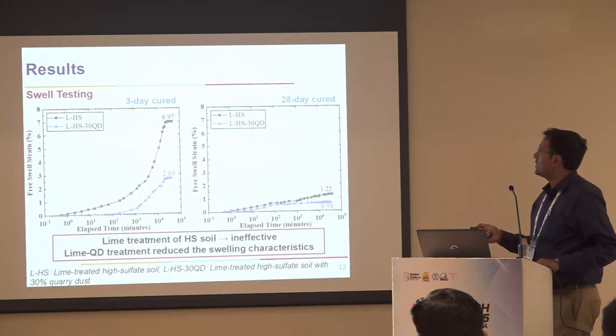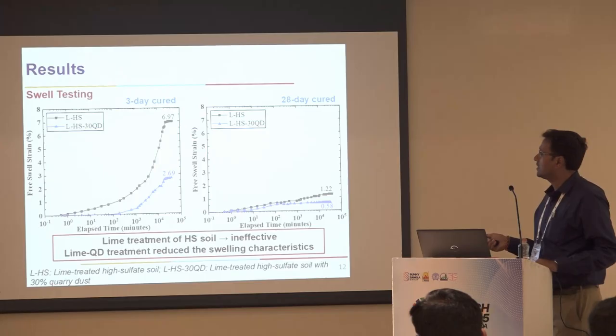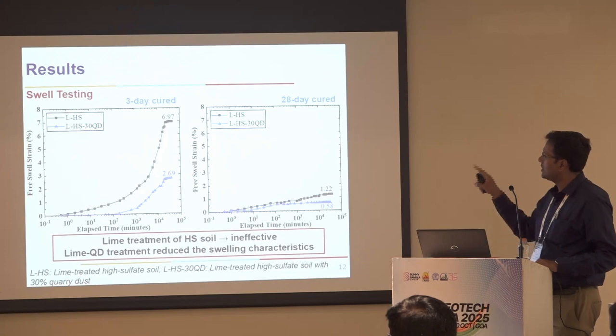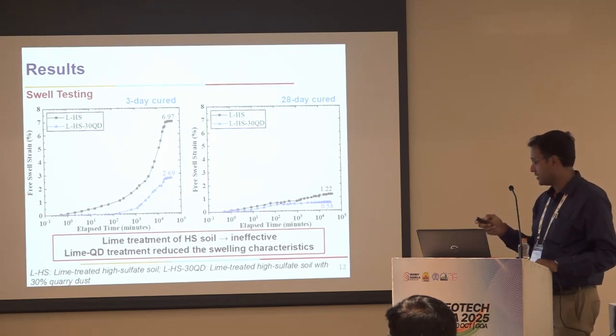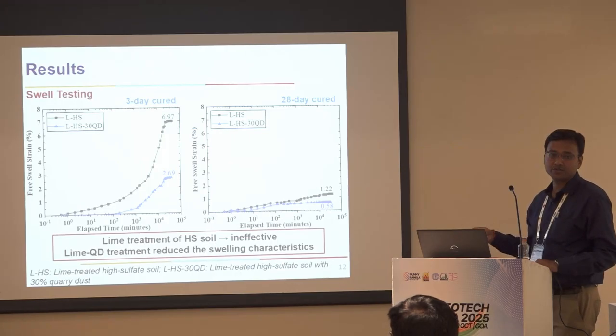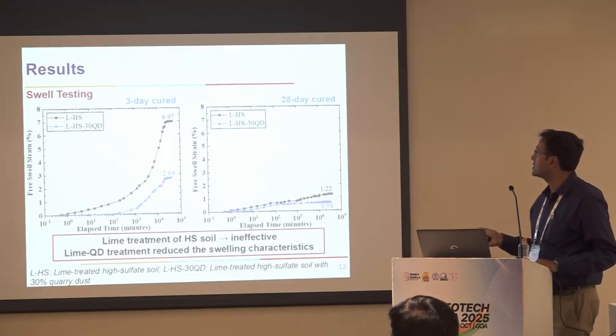Next, let's look at the swell test result. This shows the graph of 1D free swell strain versus elapsed time, the duration for which it was submerged in water. The graph to the left shows the data for the 3 days cured specimen. The graph to the right shows the 28 days cured specimen. For the 3 days cured specimen, for the lime-treated high sulfate soil, you can see this characteristic S-shaped curve, which shows that ettringite is forming inside the specimen. A 7% 1D free swell strain even after lime treatment shows that lime treatment is ineffective in this case.